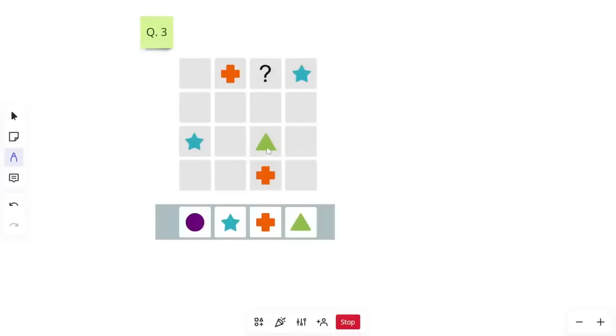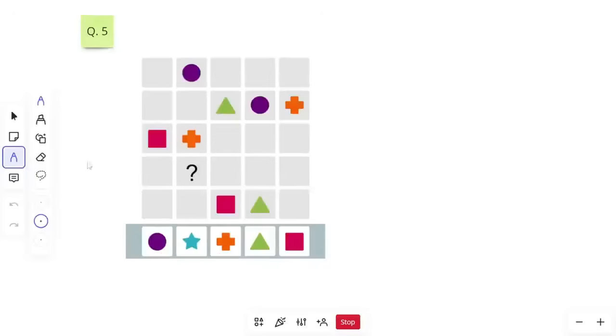So let's see. Triangle cannot come in this place of the question mark, because triangle is already there in this column, right? Also, plus can also not come, because plus is already there in this column. Star can also not come, because star is there in this row, right? So we cannot have two stars in the same row. The only option that is left is circle. If we put a circle here, that follows our conditions also. So circle is the answer to this question.